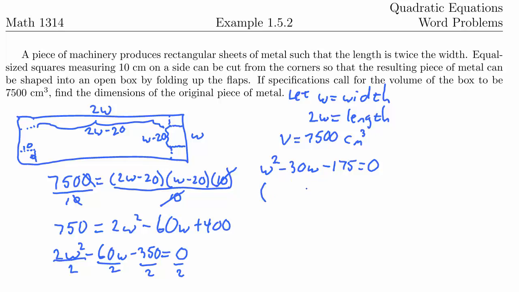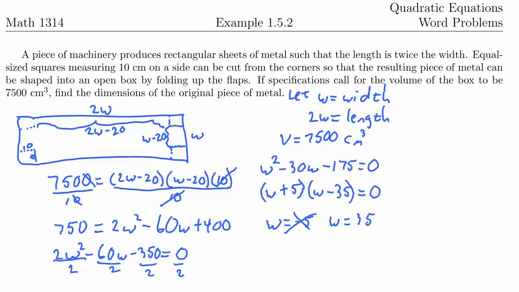It may not be obvious to you, but if you look at the factors of 175, you're going to see that 35 times 5 gives you 175, and that's a difference of 30. So because this is minus, that means that the larger number has to be minus. So negative 35 is there, and a positive 5 is there. That gives me w is equal to negative 5, and w is equal to 35. We reject the negative 5 because we can't have a negative distance, a negative length.